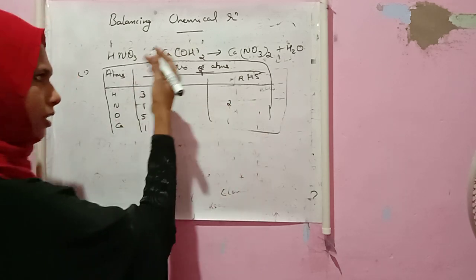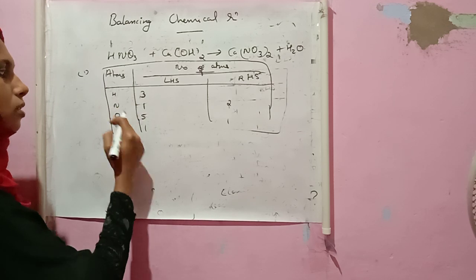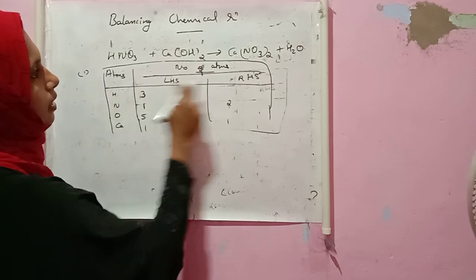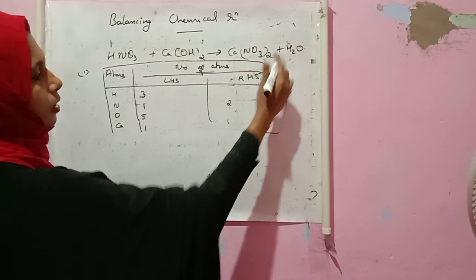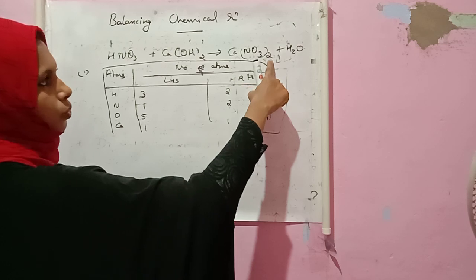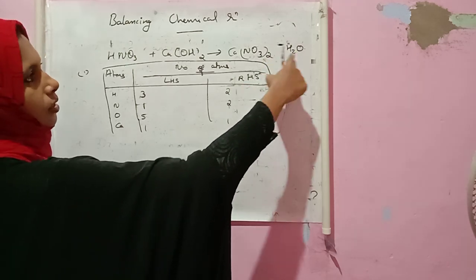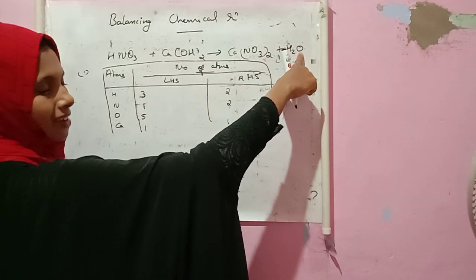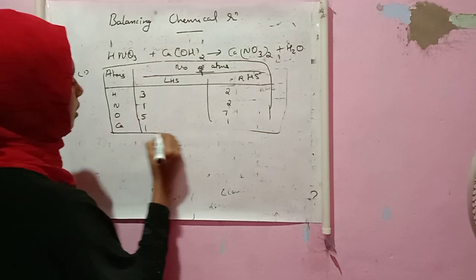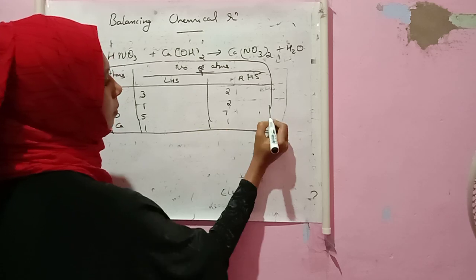So you can write it in order. Okay, first hydrogen, nitrogen, oxygen, calcium, as you wish. Now then hydrogen is 2 here, only 2. Oxygen 3 into 2, 6 plus this 1, 7. So 7. Now we are going to start the balancing.